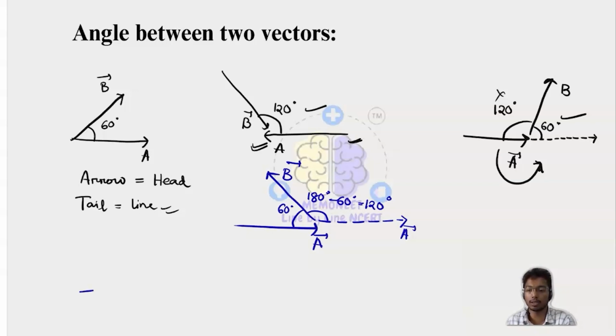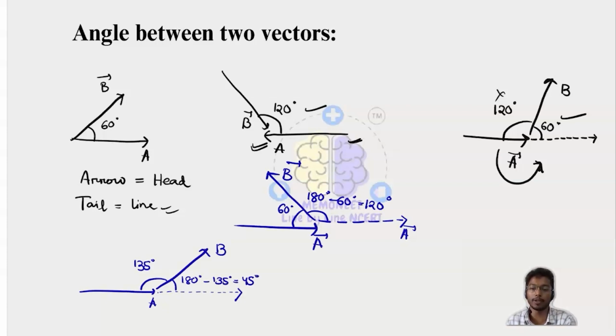Another, we have here a vector and here b vector, and the angle between them is 135 degree. So we will just move the a vector forward, and this is how we have moved the a vector forward. The angle is linear, so 180 minus 135 degree is equal to 45 degree. So the angle between the a vector and b vector will be 45 degree. I hope you have understood this concept, because this will be used quite often.